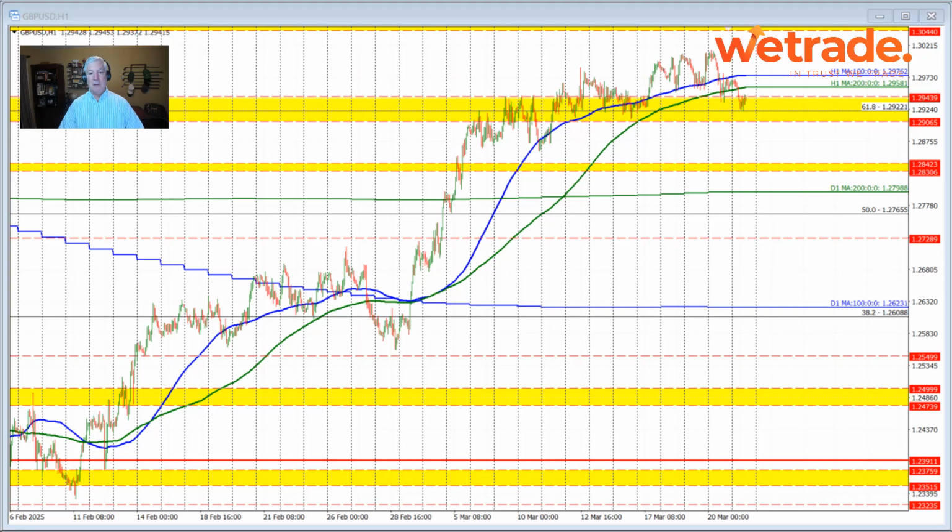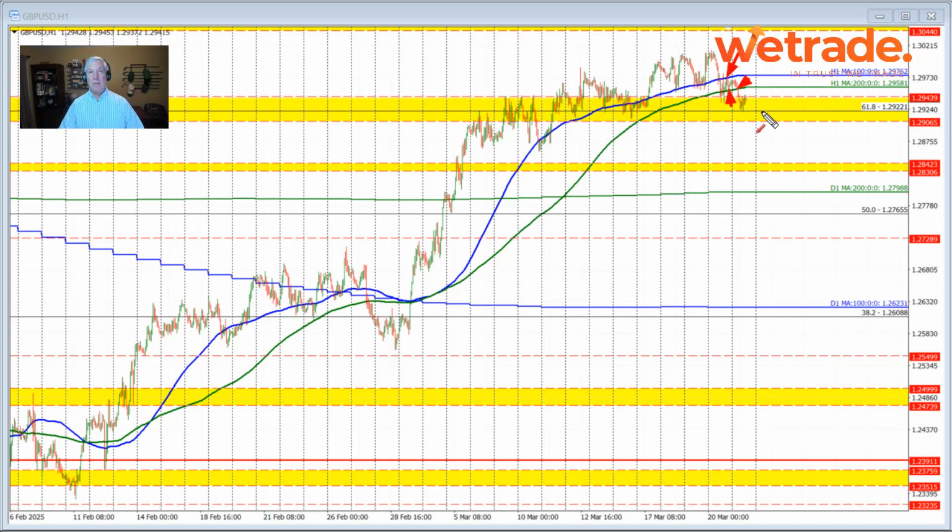And what did we do? We found willing sellers against the 100-hour moving average here. We closed the day within both the 100 and 200-hour moving averages, and the market tried to figure out which way it wanted to go. Well, it decided to go to the downside, so we are lower in trading here today, but only down by about minus 0.17% at the moment.